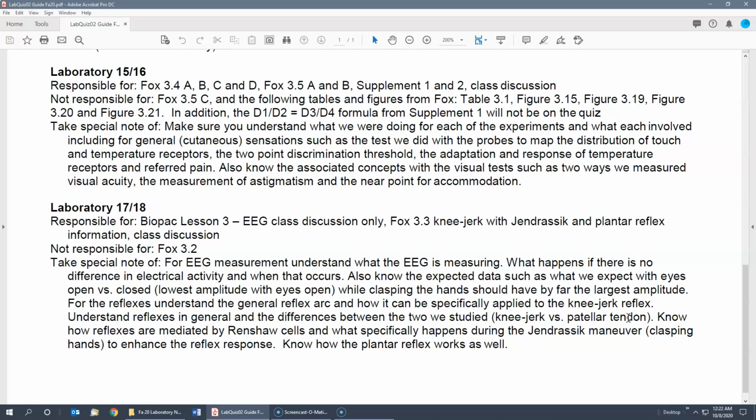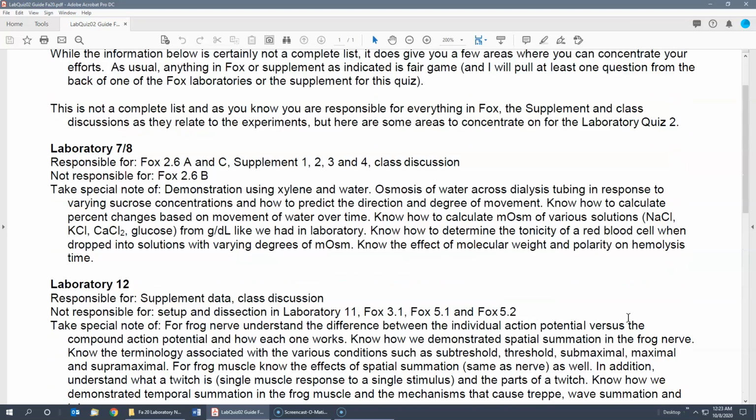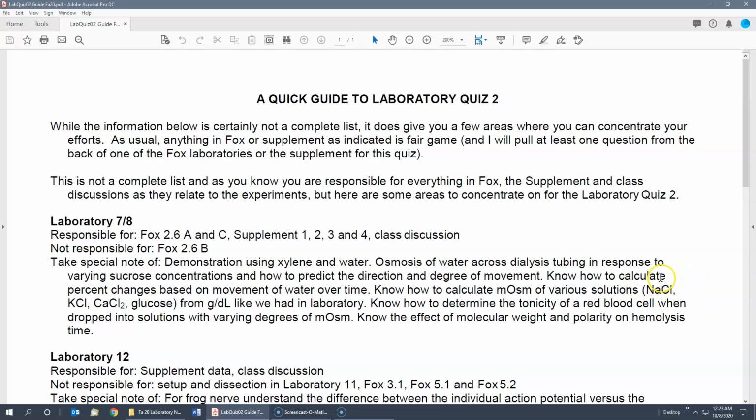You should understand how things work in terms of when you see a normal reflex versus an abnormal reflex and what would cause that, especially as related to different levels of spinal cord injuries. And again, that's outlined on that worksheet. So if you took a look at that, then you pretty much understand all those things. So that's a quick rundown of the different things that you might see on Laboratory Quiz 2.